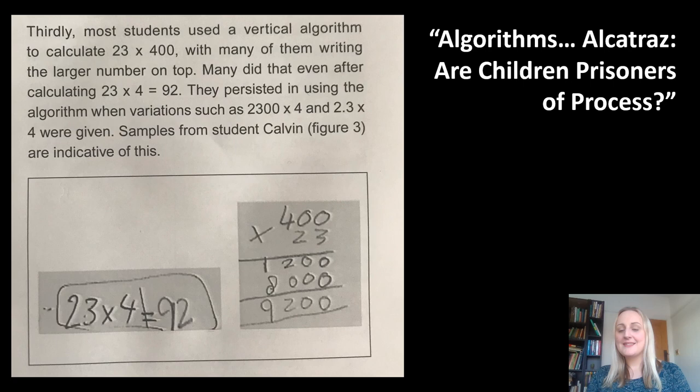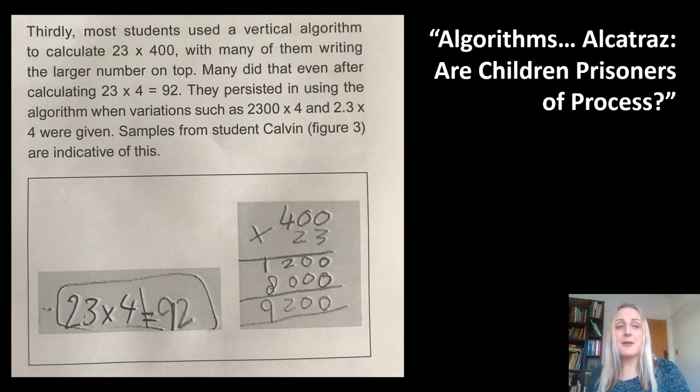Now, there's an ATM journal article called Algorithms, Alcatraz: Are Children Prisoners of Process? And what they're suggesting is that when you learn something that's very algorithmic, so you're following a method without necessarily really knowing how that method works, you're told to write certain numbers in certain places, but you don't necessarily know why those numbers go in those places, then you become almost a prisoner of that algorithm, which means that you don't use the algorithm as effectively as you should. And when we looked at that Japanese textbook, we saw all these different examples of how to adapt the algorithm depending on the question. And if children aren't taught to understand the algorithm properly, then they don't use it in the best way.